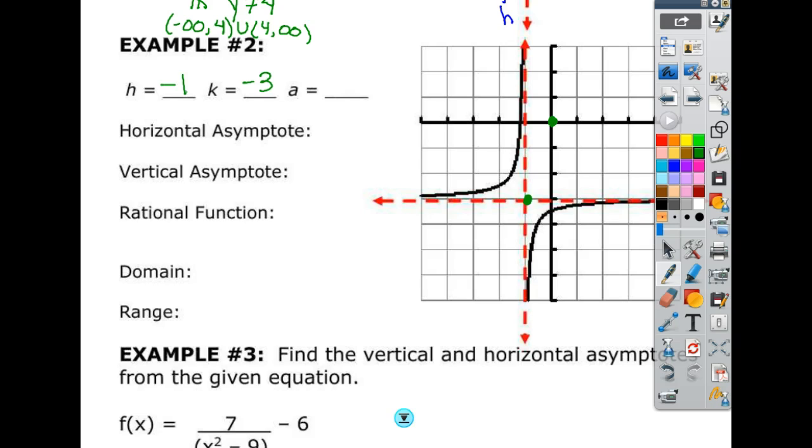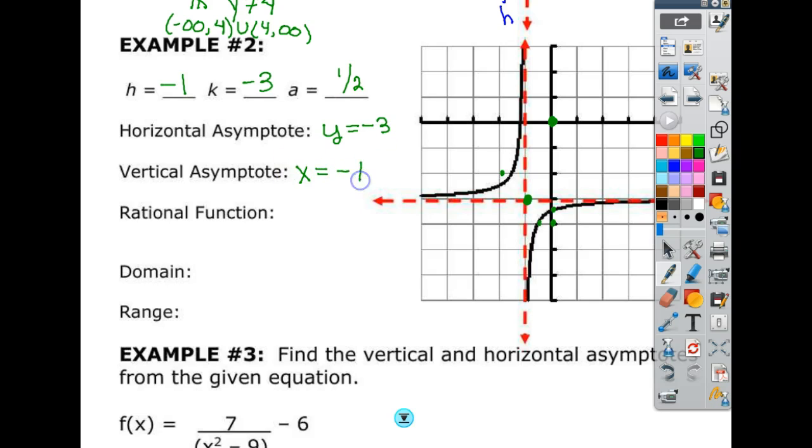Okay, the A. Normally this graph would be about right here and about right here, but it's not. It's been smushed. It's been compressed in. So it's going to be a number less than 1. What's it going to be? A half. Okay? Now, where's our horizontal asymptote? What's it doing? Y equals -3. What's the vertical asymptote?